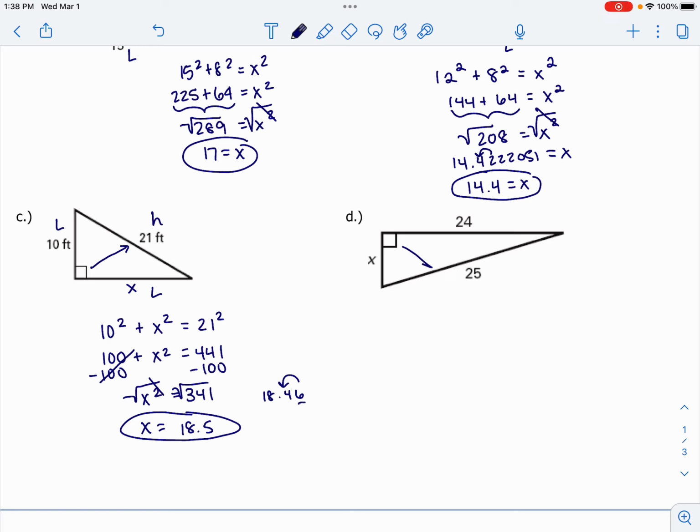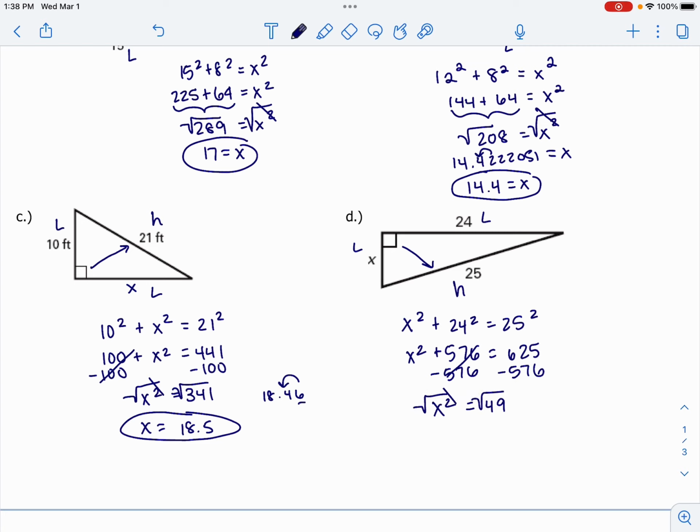Okay, example D, here's my right angle. So the 25 is my hypotenuse. My legs are 24 and x. So x squared plus 24 squared equals 25 squared. I'm going to do my squareds. So 24 squared is 576. 25 squared is 625. Isolate your x squared. If it's plus 576, we're going to subtract that from both sides. X squared comes down. Subtract your 576 from 625, you get 49. Last step, square root both sides. The square root of 49 is 7. Okay?